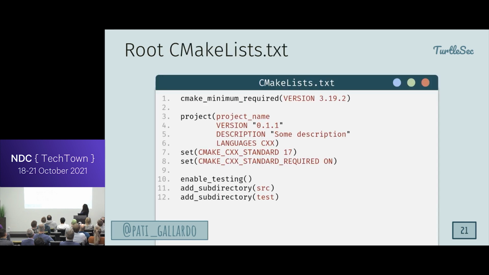So this is the basic skeleton of my root CMake. It doesn't really have much. It says that I have some project. I require C++17, which will be an issue in a little bit. And then I have my subdirectories.